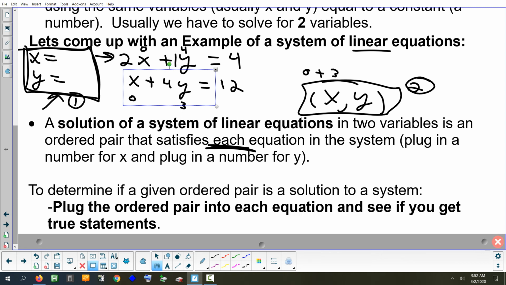So on the last line, the bullet says to determine if a coordinate, or ordered pair, same words, is a solution, you plug it in and see if you get a true statement. Okay, I gave you guys an example of one up here that was false. When you plug in a 0 and a 3, we got 3 equals 4. No, that means it didn't work. Right? So you plug in the coordinate that you have and see if you get a true statement.